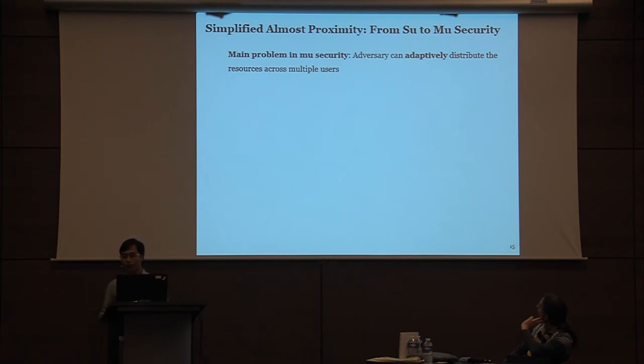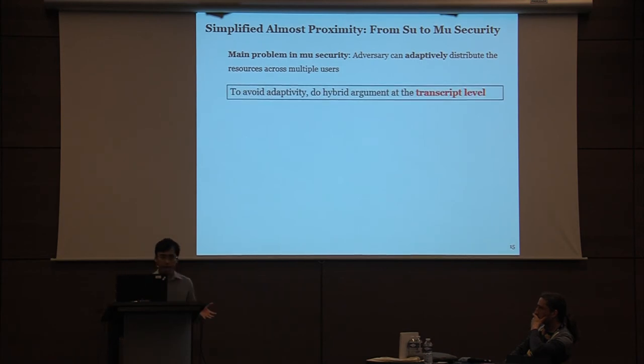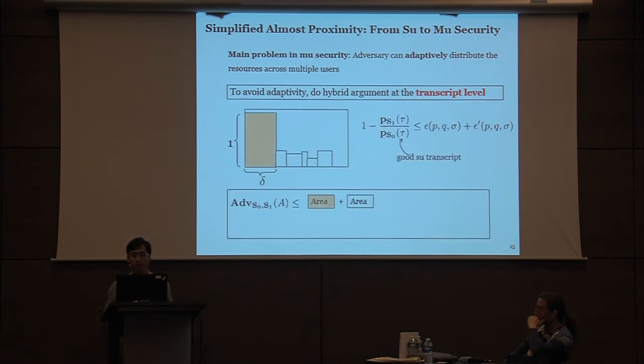The argument that you've just seen, however, only works for a non-adaptive adversary. The main issue in the multi-user setting is that the adversary can adaptively distribute the resources. To deal with that, we instead do a hybrid argument at the transcript level because everything is fixed there. But this in turn requires the single-user bound at the transcript level as well. However, that is exactly what we got when we bounded the ratio of the real and ideal probabilities.